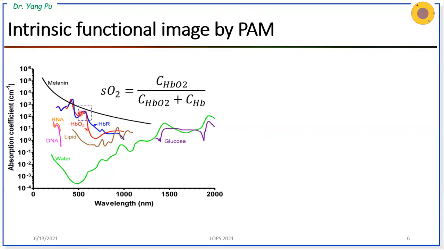We can image blood use a strong absorption of hemoglobin and deoxyhemoglobin in the near infrared range. This is the most powerful function of photoacoustic image. To achieve functional oxygen saturation image, which is defined as concentration of oxygen hemoglobin over a sum of oxygen hemoglobin and deoxyhemoglobin, we at least need two wavelengths.